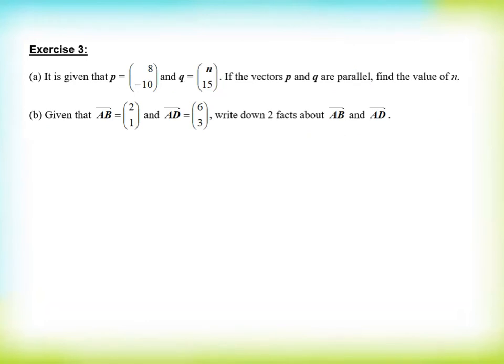Now, let's move on to exercise 3b. 3b is given that AB is the vector 2, 1, and AD is the vector 6, 3. Let's take a look at the vector AB. AB is given to be 2, 1. What do you notice about the relationship between AB and AD? AD is given to be 6, 3.